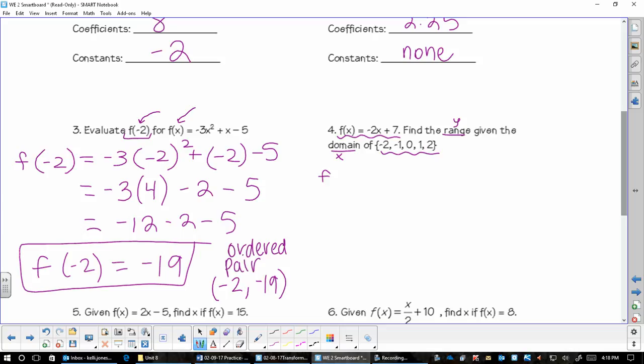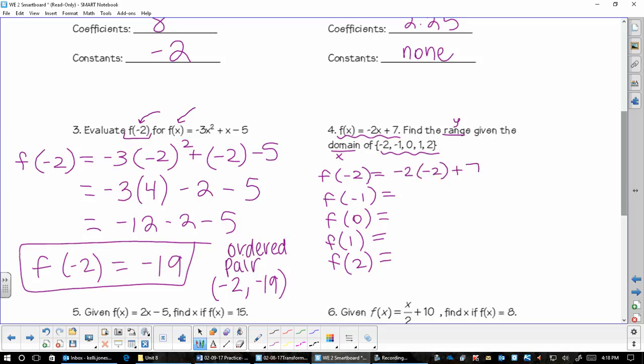So I'm just going to start doing some evaluating. I need to evaluate f of negative 2, f of negative 1, f of 0, f of 1, and f of 2. Every single one of those x values, I need to plug into that equation, and it's going to give me my y value for that particular x. So negative 2 times negative 2 plus 7. Negative 2 times negative 2 is 4. 4 plus 7 is 11.